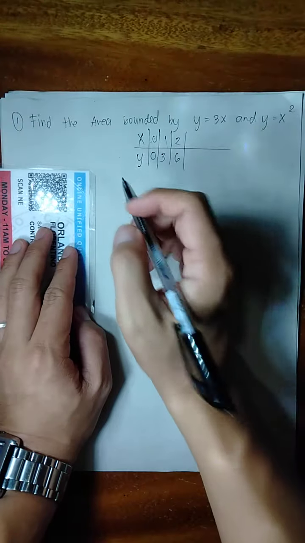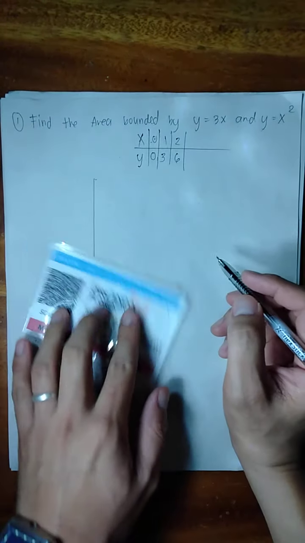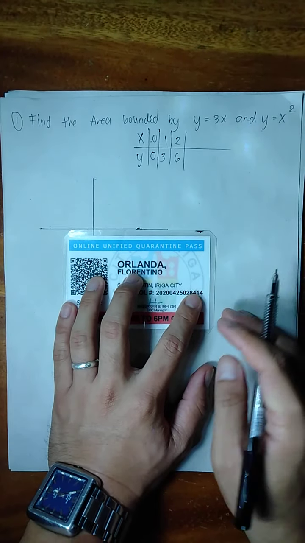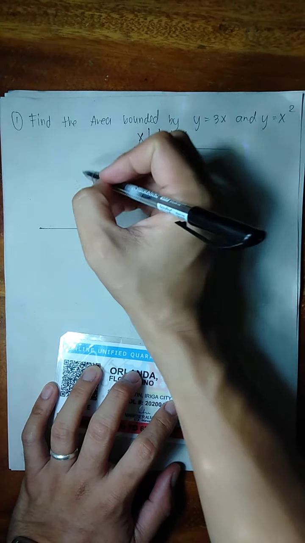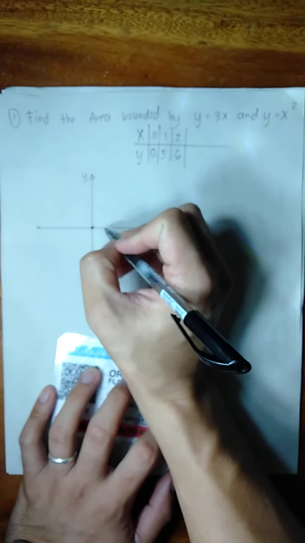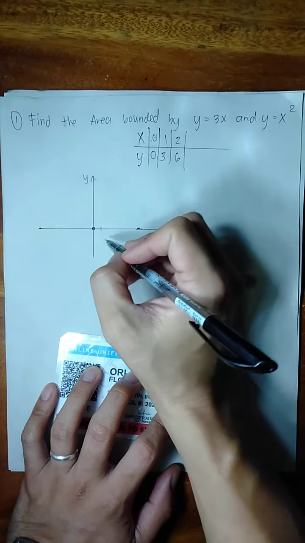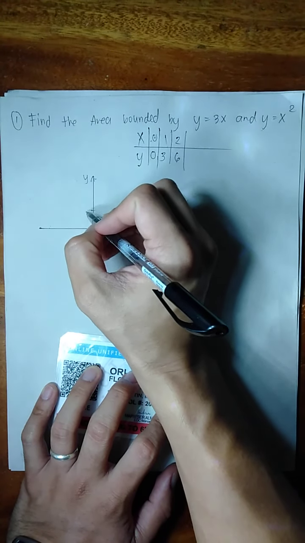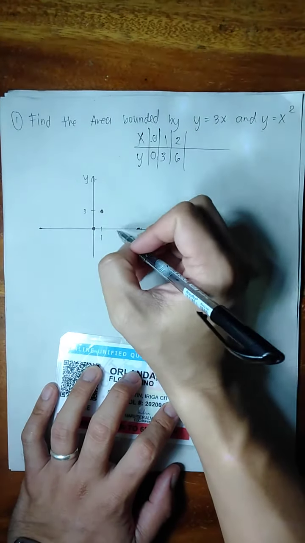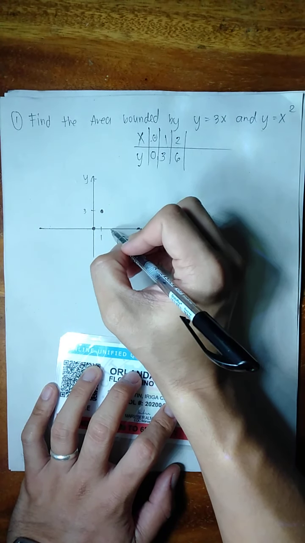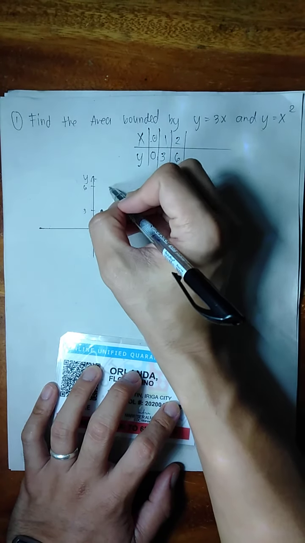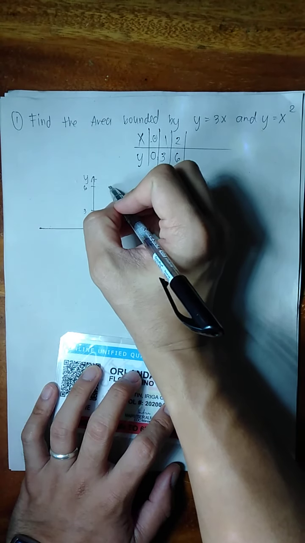Let's plot natin. So, ano ba yung tsura kaya nito? So 0, 0, syempre. Then, at x equals 1, y equals 3. Let's say ito yung 3. Then at x equals 2, y equals 6. Ito yung 2 mo, x equals 2, and ito yung 6. Taas natin dito. Ayan, yun yung line mo.